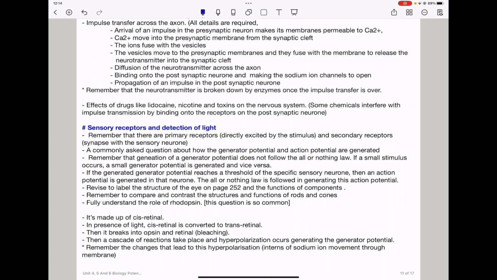We know that rhodopsin is made up of cis-retinol, and in the presence of light, this cis-retinol is going to be converted into trans-retinol. Then, the bond will break where opsin and retinol are going to be separated. A cascade of reactions takes place, and hyperpolarization occurs, generating the generator potential. You need to remember the changes that lead to this hyperpolarization in terms of sodium ion movement across the membrane.